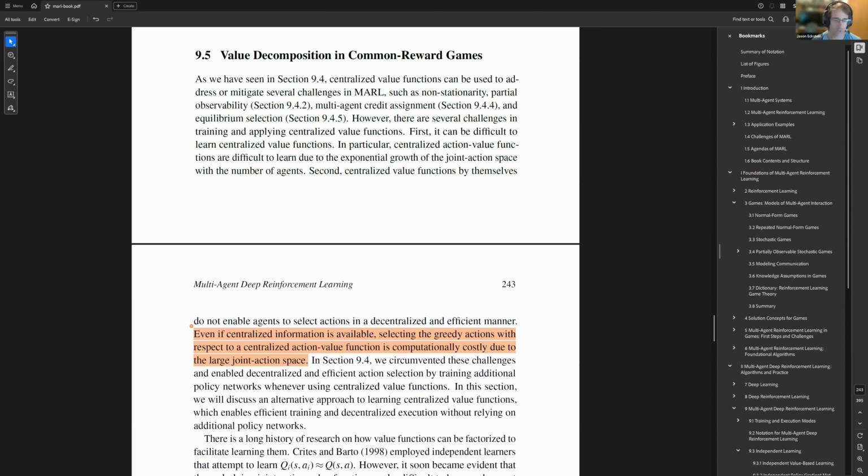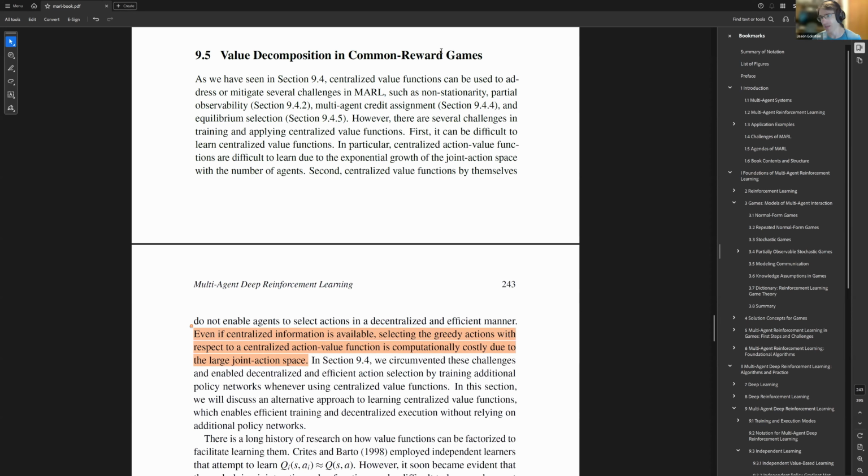Today, we are going to focus on common reward games and value function methods. And the reason why we're looking at these is because these are a particular subset of multi-agent reinforcement learning tasks, which effectively can be reduced to a single agent problem because there is a common reward signal.